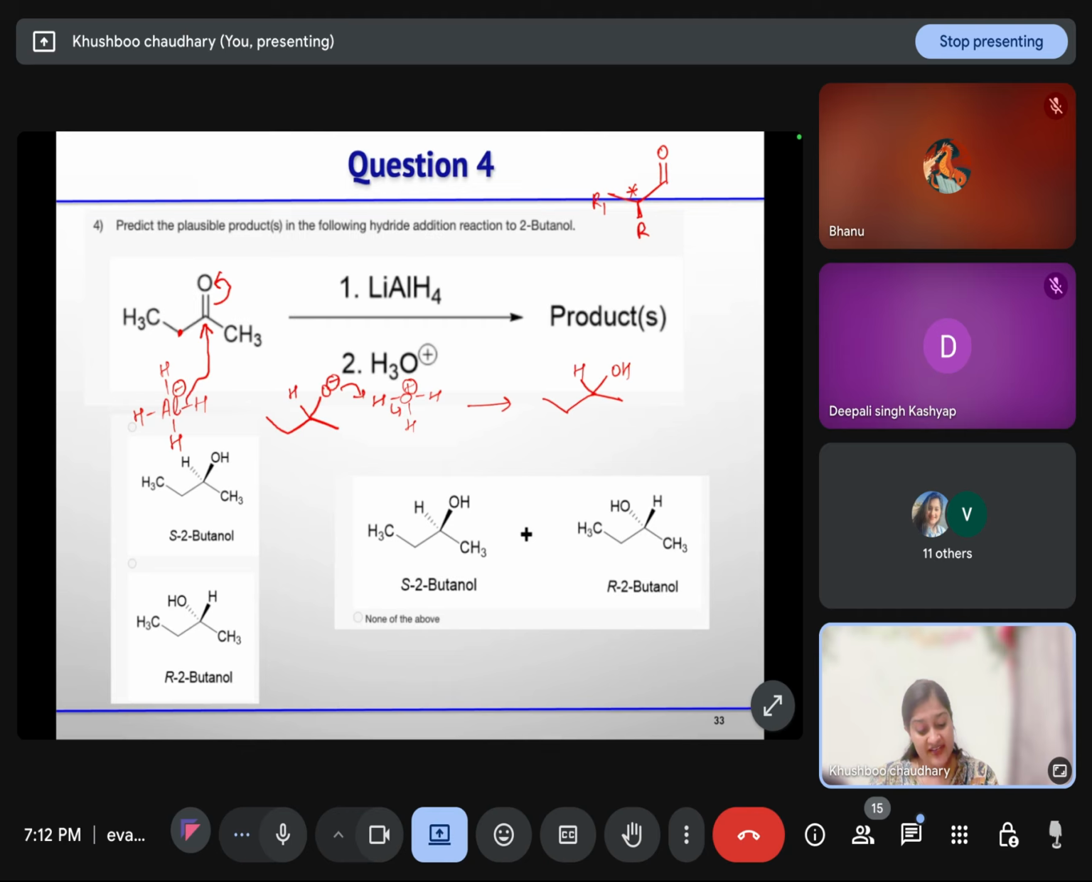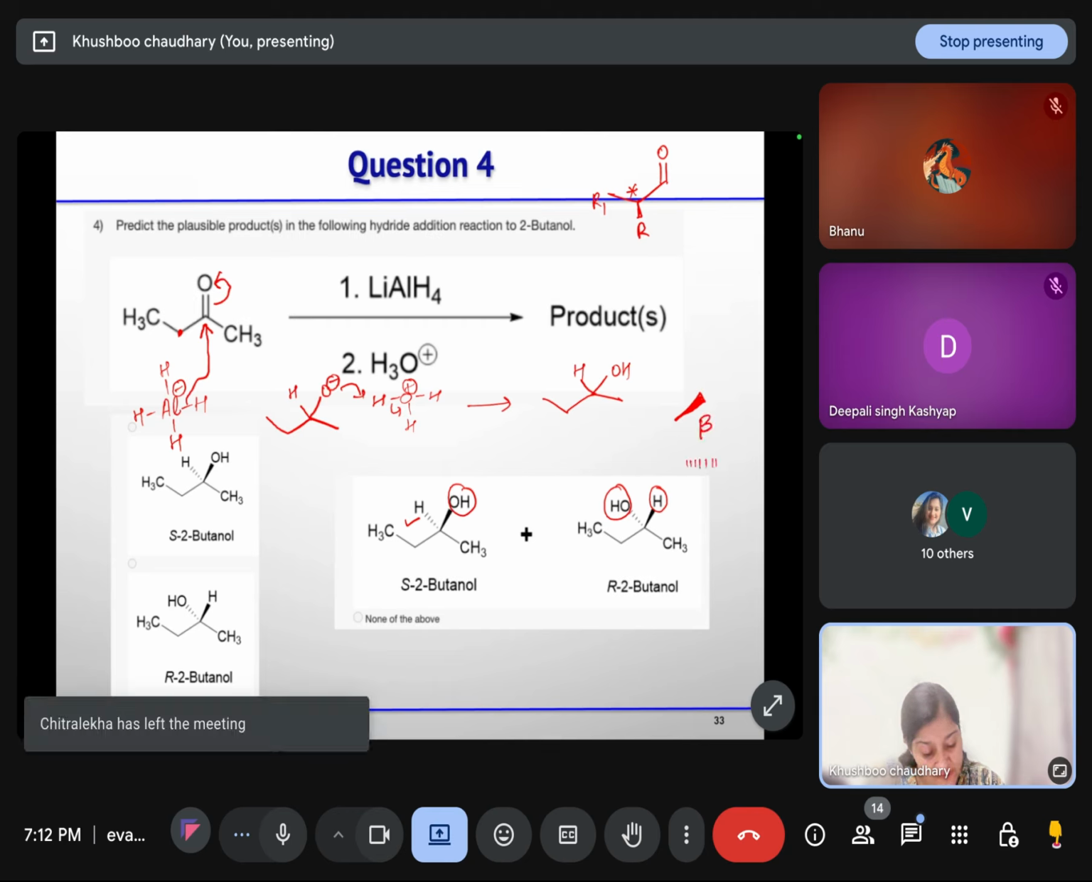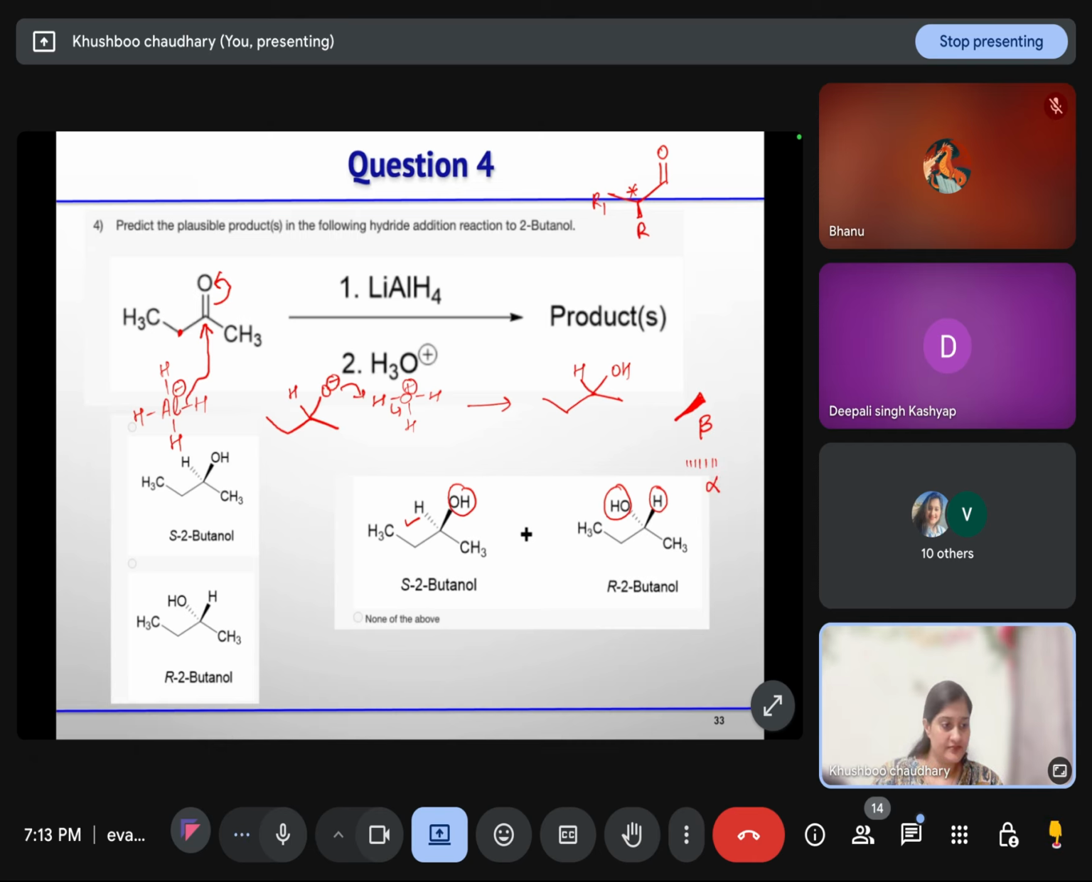If hydride attacks from the back face, OH will go beta. And if hydride attacks from the above face, your hydroxyl group will go alpha. Alpha and beta, everyone is aware of, right? If any group is above the plane, we call it beta, and if any group is below the plane, we call it alpha. So when hydride is coming from above, your hydroxy will go alpha, or below the plane. Clear?